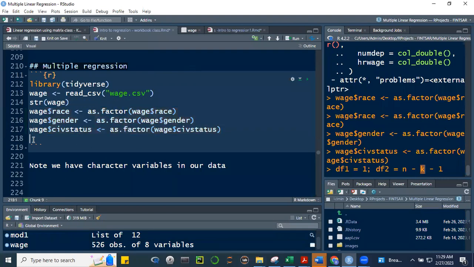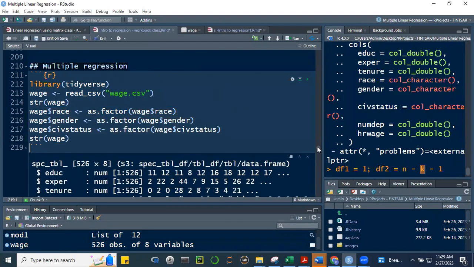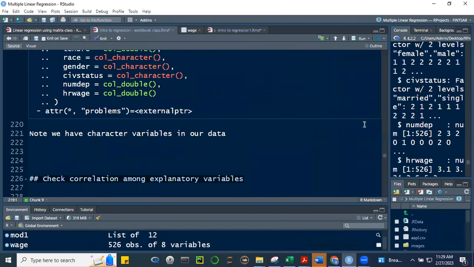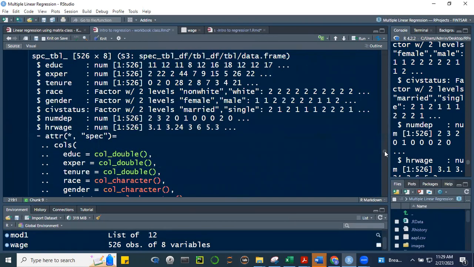Okay, and then let me go back to the structure of wage. And we now can see that these three variables are now factors. Okay, tignan nyo, no? Si race factor na siya with 2 levels, non-white, tsaka white. Si gender, 2 levels, female at tsaka male. Tapos si civil status factor din with 2 levels, married and single. Okay, now, what will be done with this? I-convert siya into what we call dummy variables. So it's important for us to know what dummy variables are.